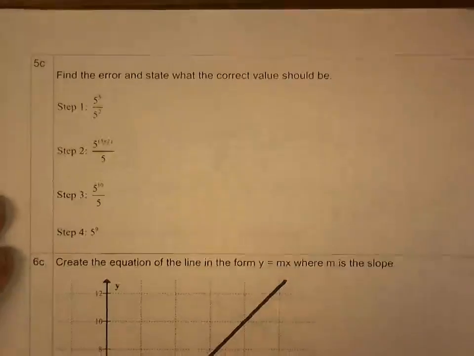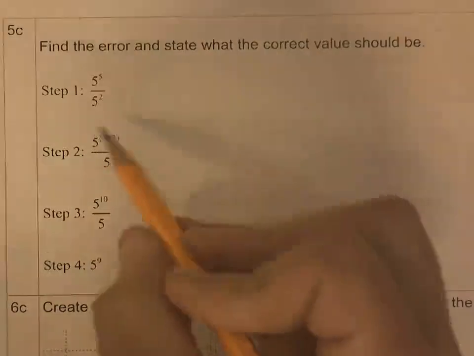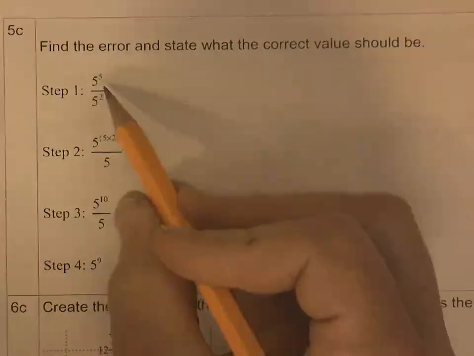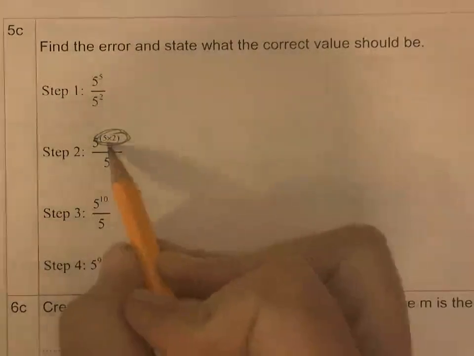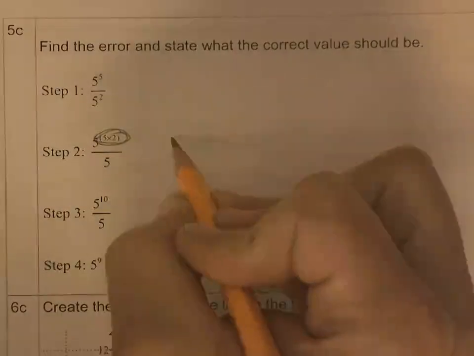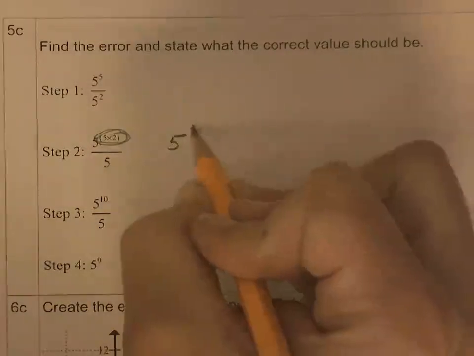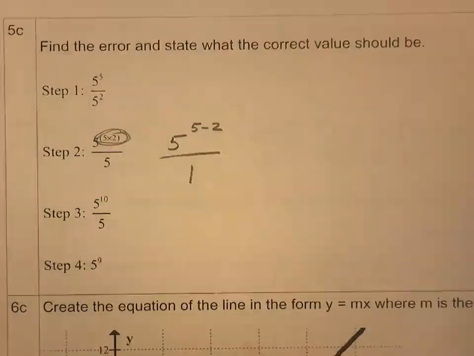Number 5, it says find the error and state what the correct value should be. So I've got 5 to the 5th over 5 to the 2nd. So that should be 5 to the 5 minus 2. Right there, it shouldn't be 5 times 2. It should be 5 minus 2. And it shouldn't be over a 5. It should be over a 1. It should be 5 to the 5 minus 2 over 1. That's what it should be.